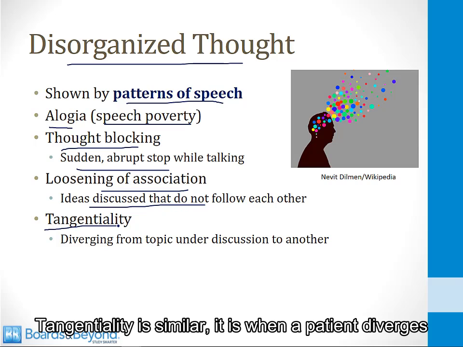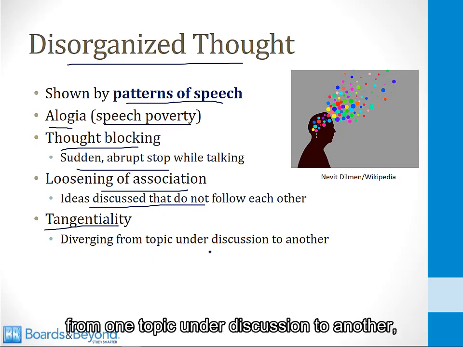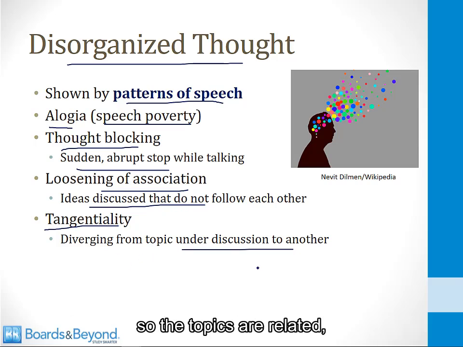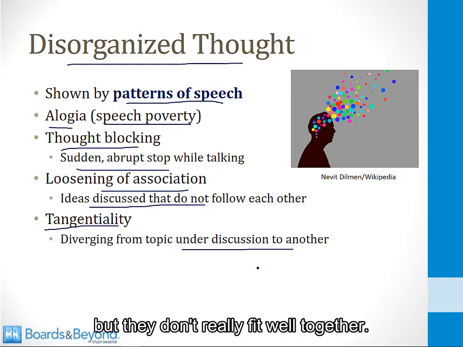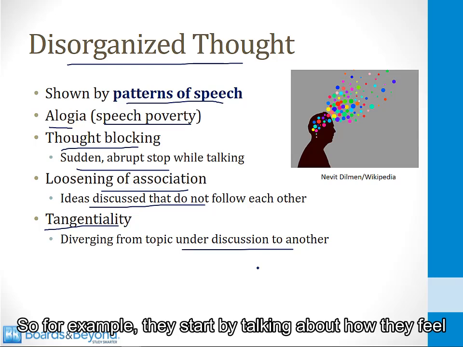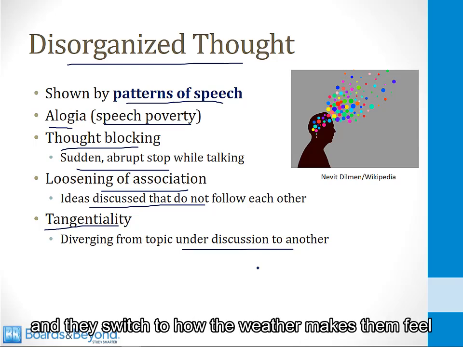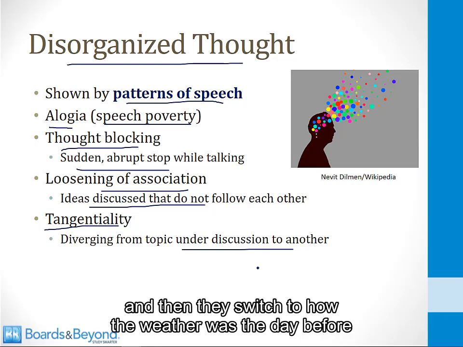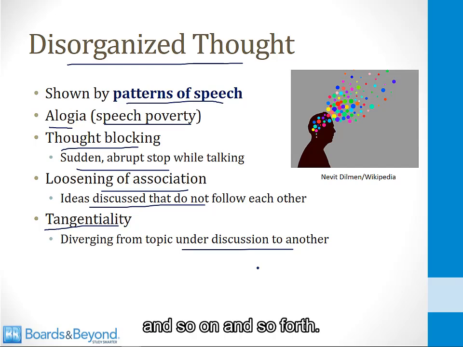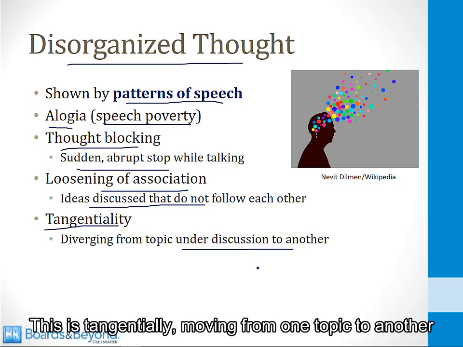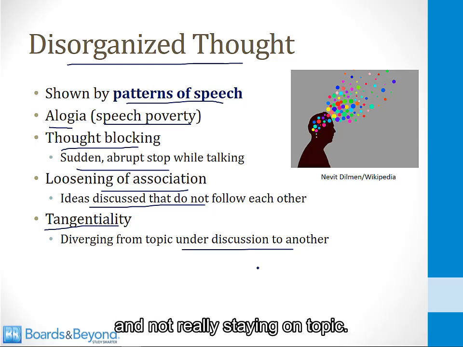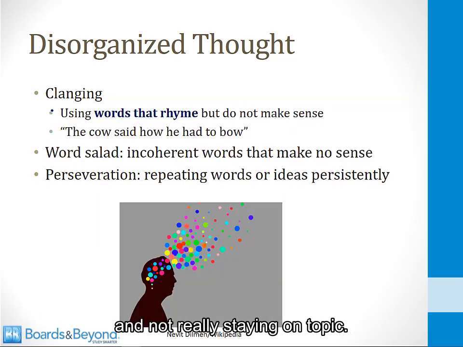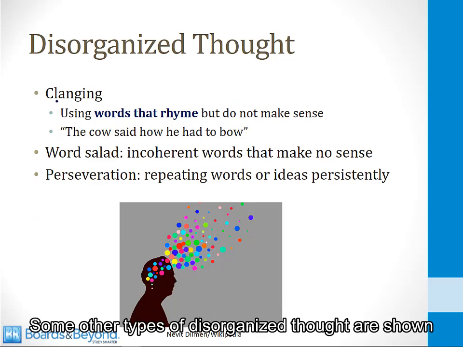Tangentiality is similar. It is when a patient diverges from one topic under discussion to another. So the topics are related, but they don't really fit well together. So for example, they start by talking about how they feel and they switch to how the weather makes them feel, and then they switch to how the weather was the day before, and so on and so forth. This is tangentiality, moving from one topic to another and not really staying on topic. Some other types of disorganized thought are shown on this slide.